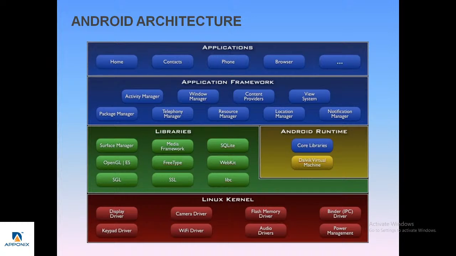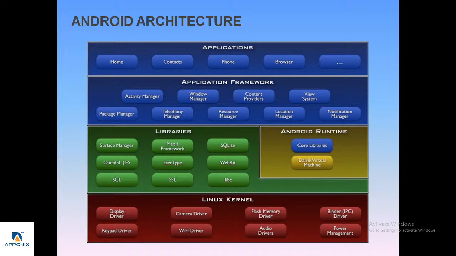Here, Android is a software stack of mainly three things. The first one, kernel. The second one, middleware. And the third one, applications. Kernel, middleware, and the applications. We'll see one by one what is the Linux kernel, what is middleware, and what are the applications, and what we can see under the applications.